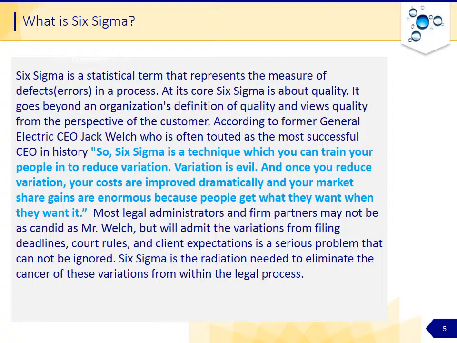Now, paralegals, partners, and legal administrators may not be as candid as Mr. Welch about errors, and as he puts it, them being evil, but they will admit that variations from things like filing deadlines, court rules, and client expectations are a serious problem, and it can't be ignored. So Six Sigma is really the radiation needed to eliminate what, I won't use the term evil like Mr. Welch, but I'll use the term cancerous. It's a cancer.